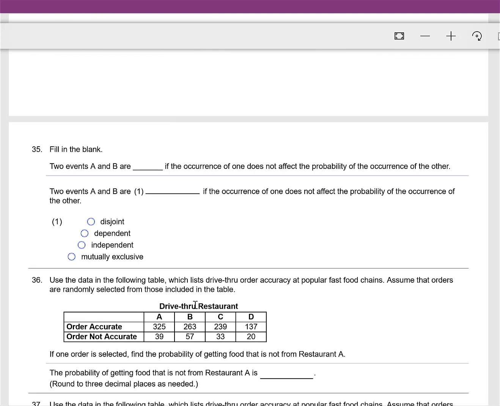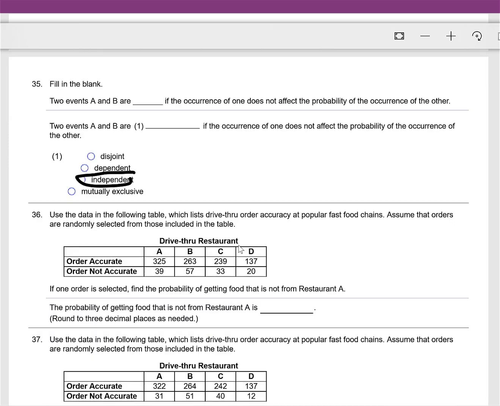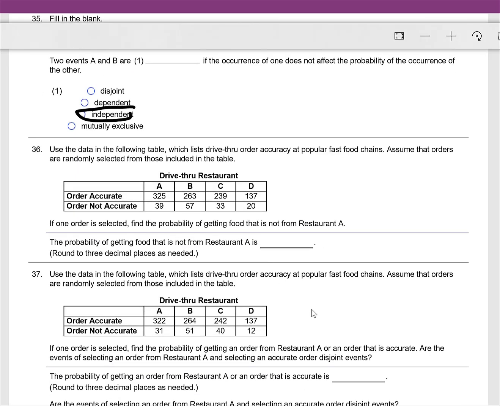2 events are blank if the occurrence of one does not affect the probability of the occurrence of the other, and that's called independent. Use the data in the following table, which lists the drive-through accuracy at popular fast food restaurants. Assume the orders are randomly selected. If an order is selected, find the probability of getting food that is not from restaurant A.